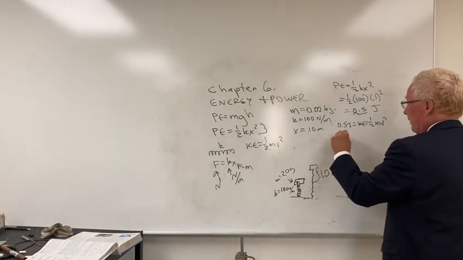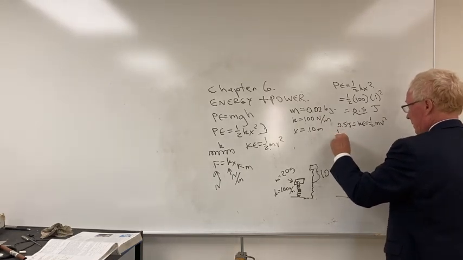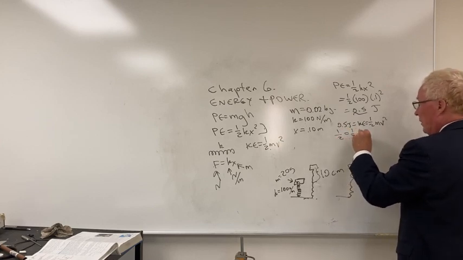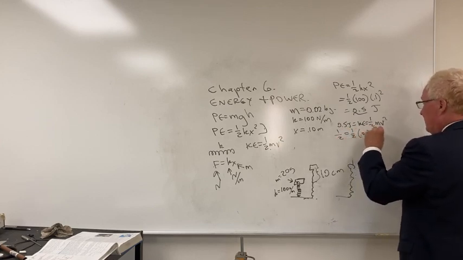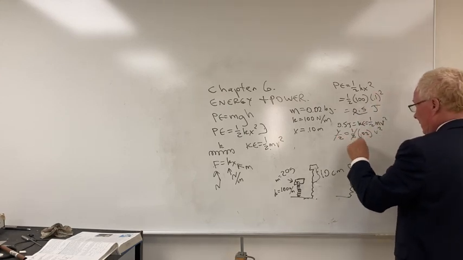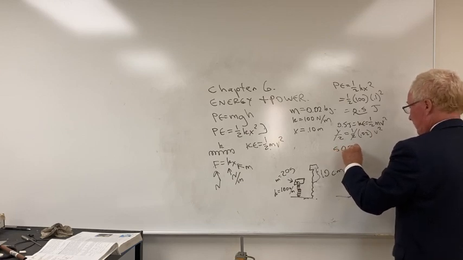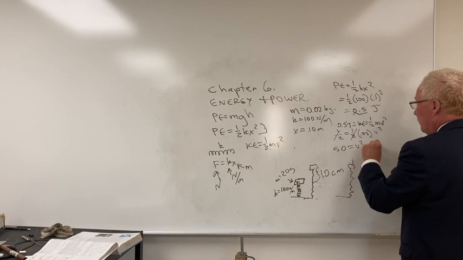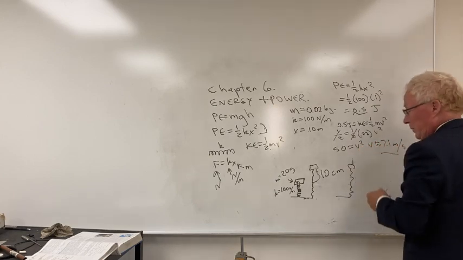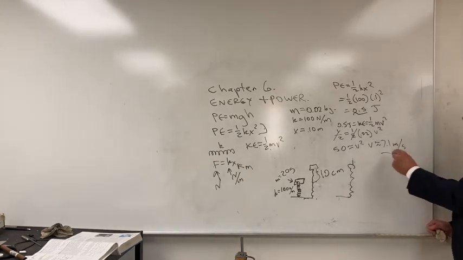So 0.5 equals 1/2 times 0.02 times v squared. The halves cancel out. That's 1/50, so 50 equals v squared. So v would be approximately 7.1 meters per second, which may be about right. So that's the kinetic energy, that's how fast it's going.